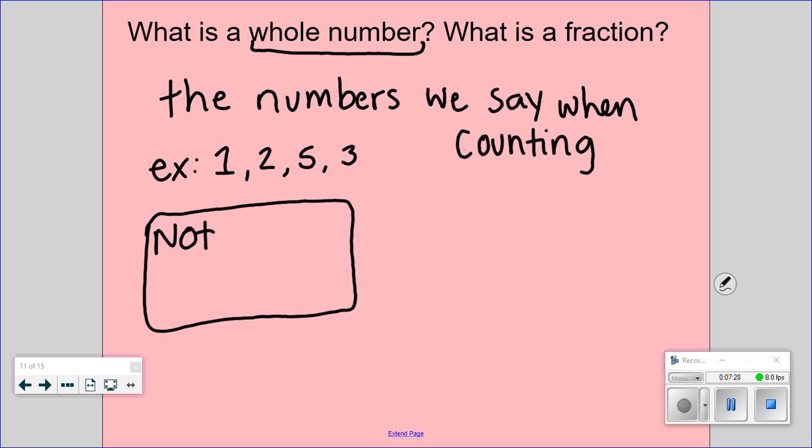5.1. Ooh, 5.1. So that's a decimal. And it's not going to be a whole number because I have a little bit extra. That's what that decimal means. So an example of not might be 5.1. That 0.1 means I don't have the whole thing. I have the whole plus a little bit extra. That is not a whole number.